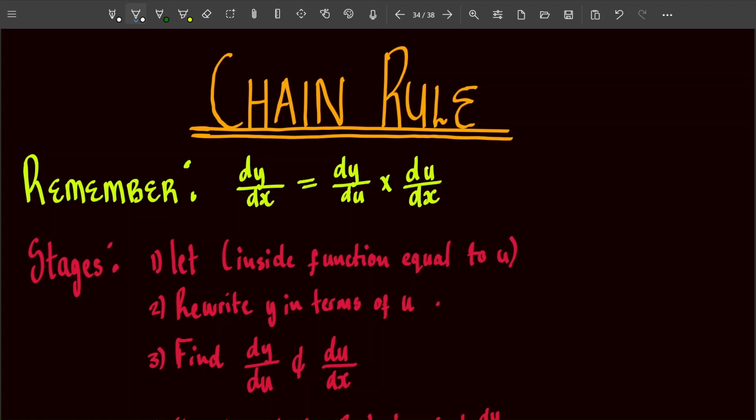We'll make the inside part equal to u. And when the inside part is equal to u, of course, it will be written in terms of x. So if you say u is equal to whatever x it is, then you can now find du/dx, because u is now equal to something in x. You'll see with examples. And now that you've made u the inside function, you can rewrite your y in terms of u, and you can get dy/du. You multiply these two, and you're going to get a final solution. And of course, at the end of the whole thing, you replace u again with the x part, and then you have your solution.